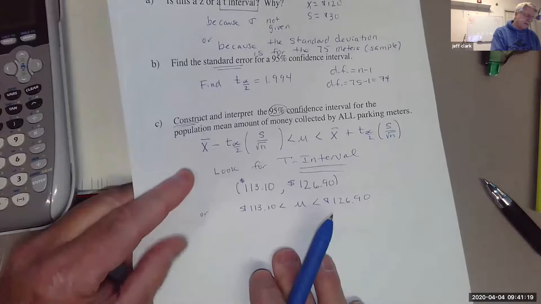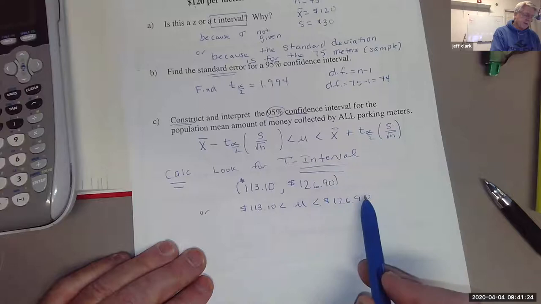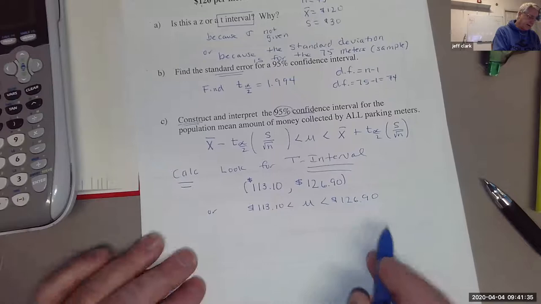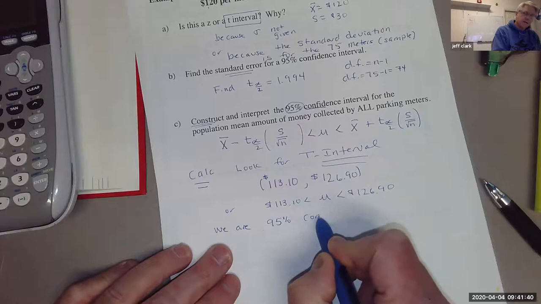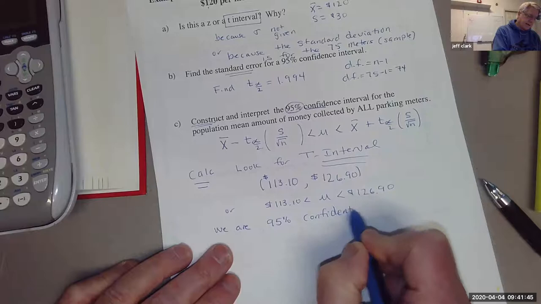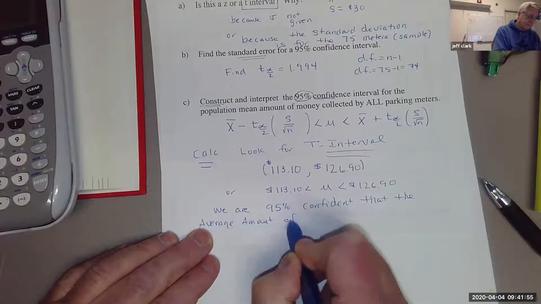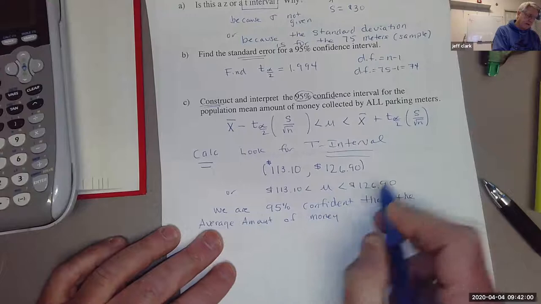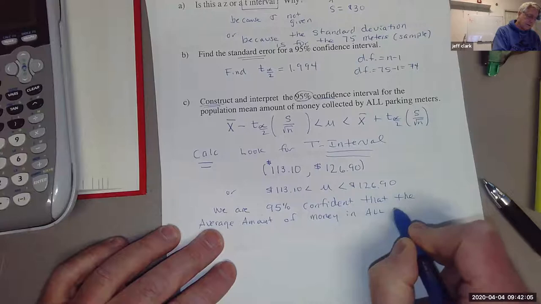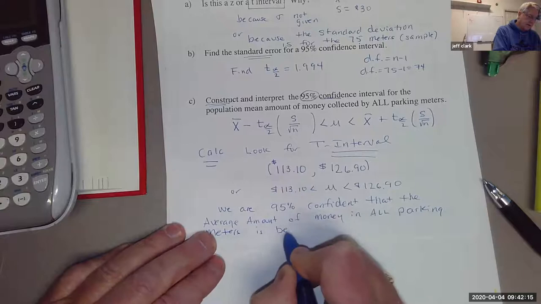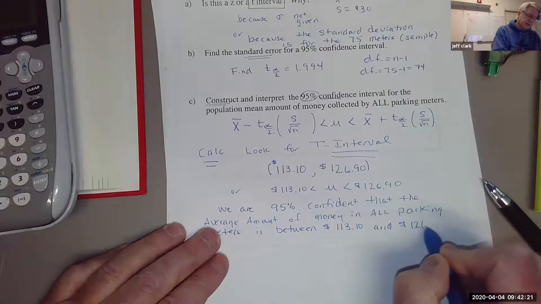So the 5% chance that it might be less than $113, or a 5% chance that I might be more than $127, but pretty sure. And then you'd say something like, we are 95% confident that the average amount of money in all parking meters is between $113.10 and $126.90. A statement like that works good.